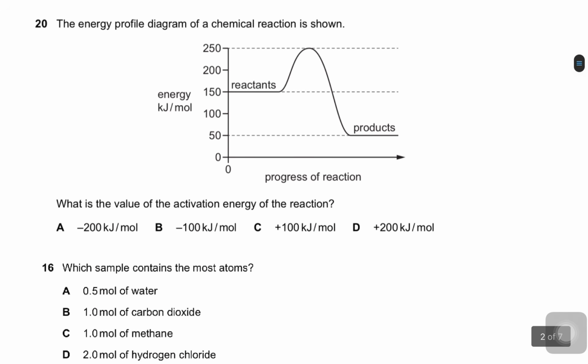Question 20. These questions are not in the order, by the way. I hope you sniffed that out already. The energy profile diagram of a chemical reaction is shown. What is the value of the activation energy? So activation energy is from 150 till 250. So that is positive 100 kJ. Just helping you guys understand what would be the enthalpy. So the enthalpy is from 150 till 50, which is negative 100. So negative 100 is the enthalpy.